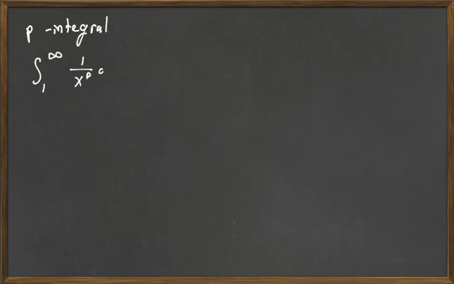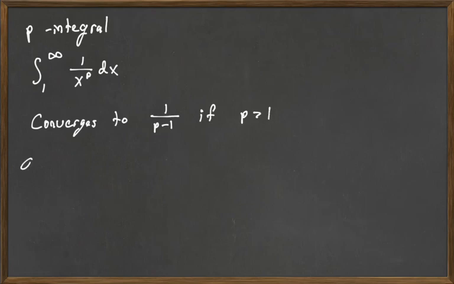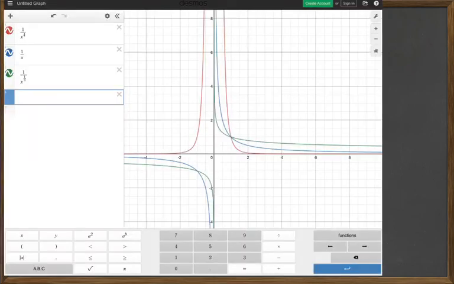So the p integral: the integral from 1 to infinity of 1 over x to the p dx is going to converge to 1 over p minus 1 if p is greater than 1, and it's going to diverge if p is less than or equal to 1. Okay, so I have the three p integrals, the concrete ones that we graphed.